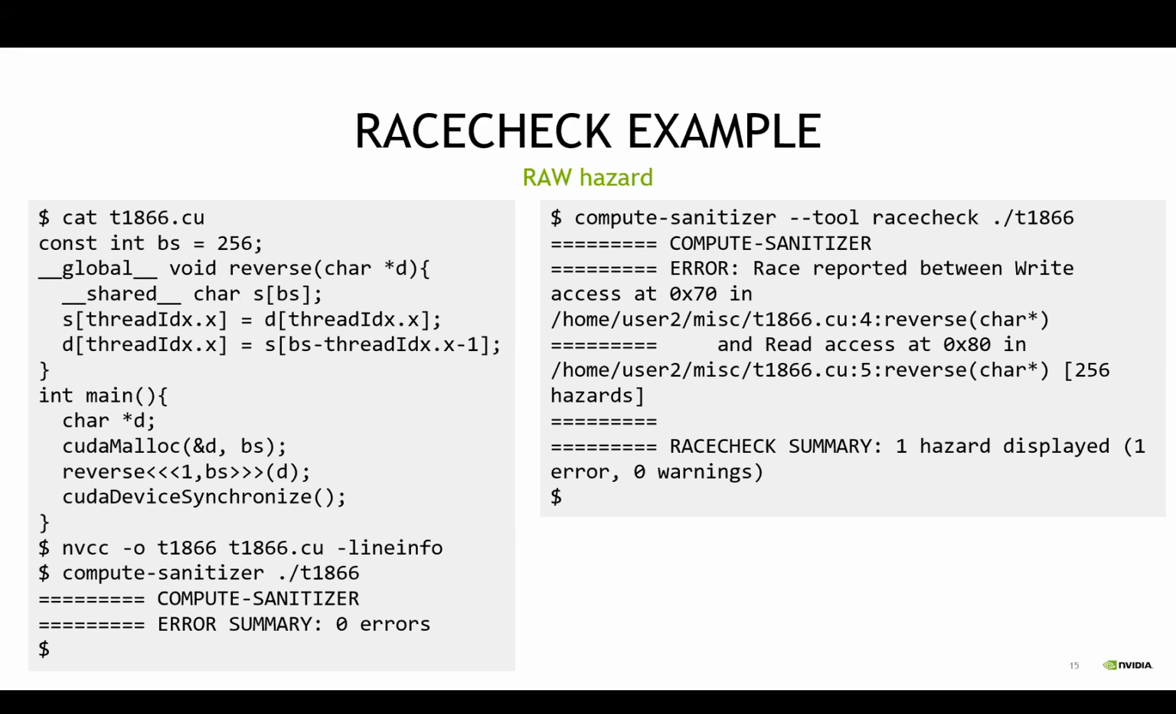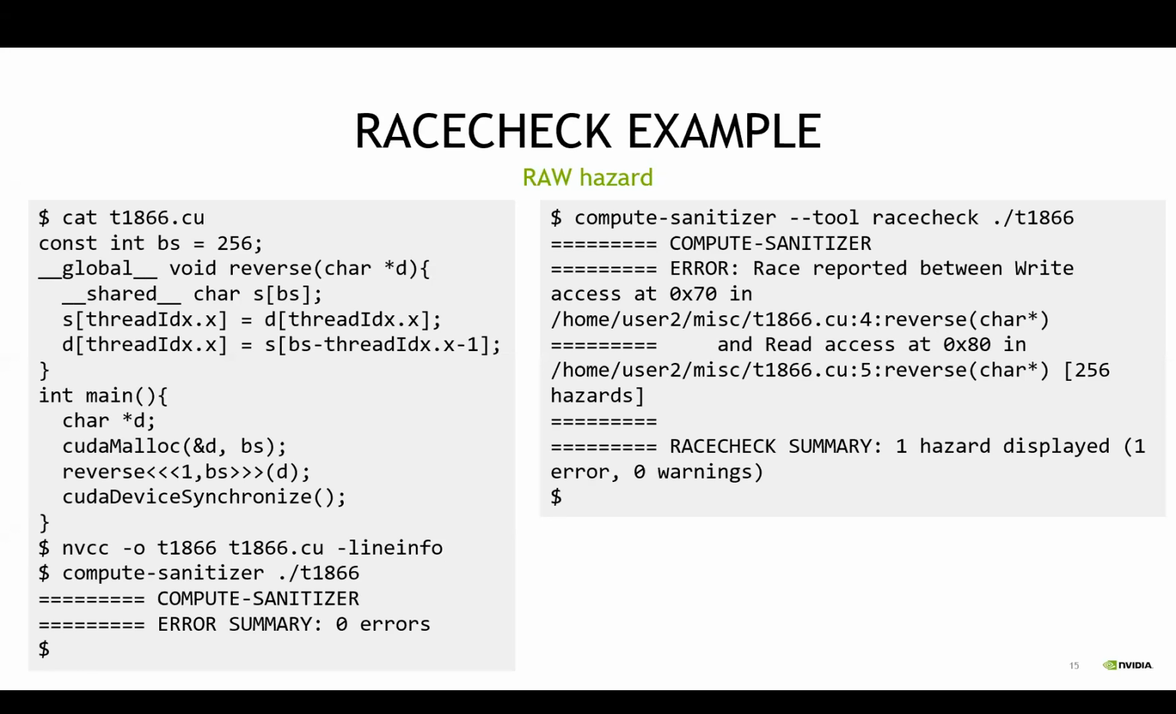Therefore, the line of code that says s of threadIdx.x equals d must occur for all threads before d equals s occurs, for correctness. And we are obviously missing any synchronization in between those two. And so we would get an error, as you see on the right-hand side. In this case, it's the simple kind of error reporting. It's a race reported between a write access at line 4, is the way to read that, and a read access at line 5 in my reverse kernel.